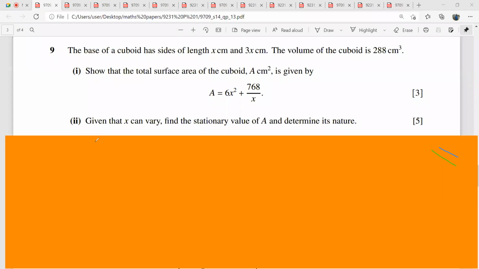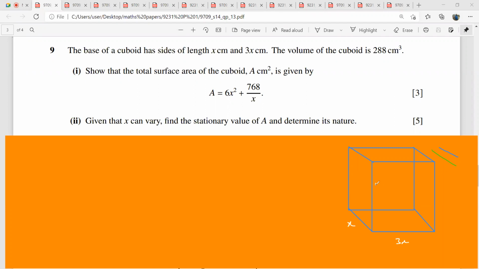So this is the ninth question, the same paper. It said the base of a cuboid has sides of length x and 3x. Let me try to draw a cuboid here. So there is a cuboid like this, maybe. Okay, let's join them quickly. So this is a kind of a cuboid. Okay, so it says it has the sides x by 3x, and the volume of the cuboid is 288. Show that the total surface area of the cuboid is given by this.